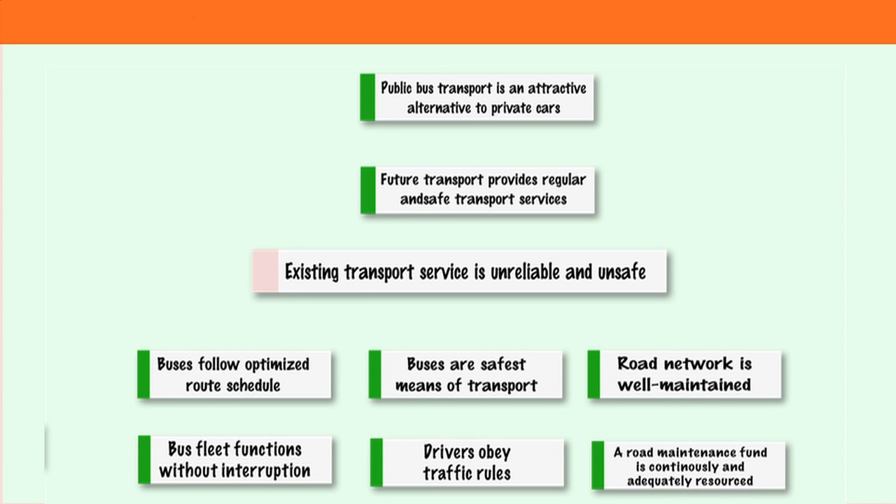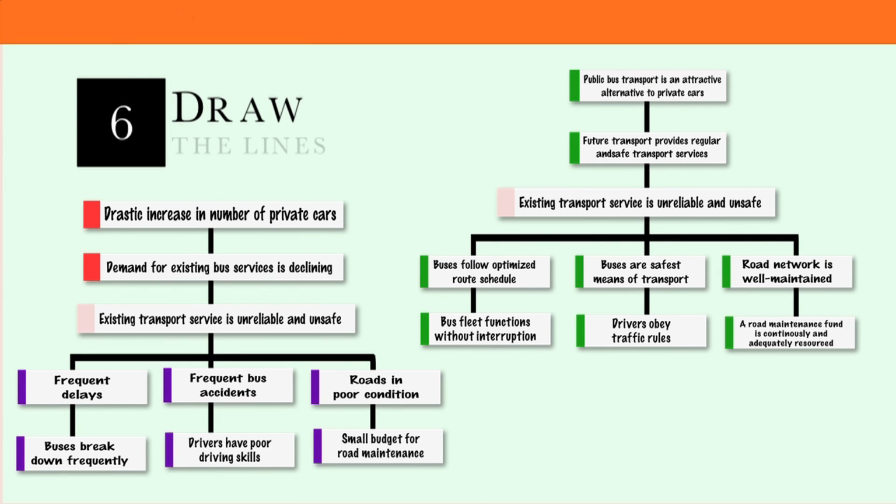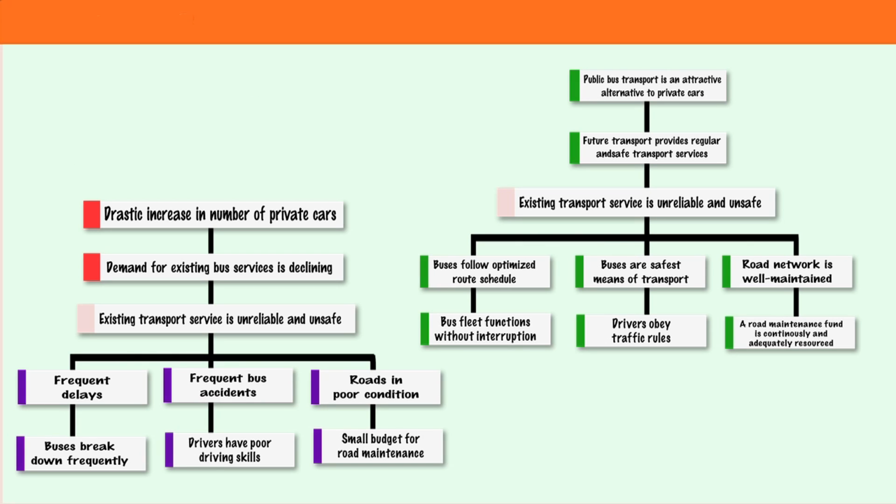This is the completed objectives tree of the BOSS transport. Step 6. Draw the lines. Ensure logic and completeness by asking, will the successful completion of these objectives achieve the next higher objective state?